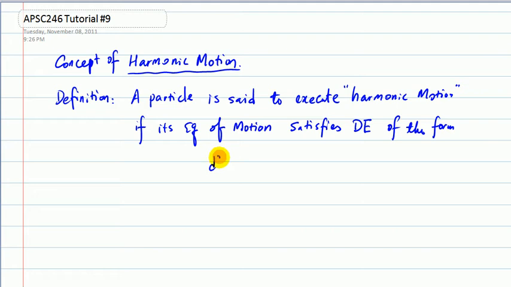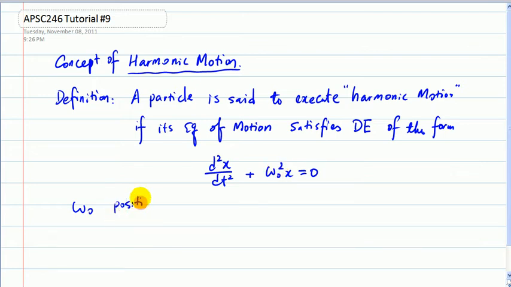What kind of form is this? If the particle's equation of motion satisfies this format here, what kind of format is this? This is nothing new. This is just a homogeneous second order differential equation with constant coefficients. Now this omega naught has a special meaning. This omega naught is a positive constant.